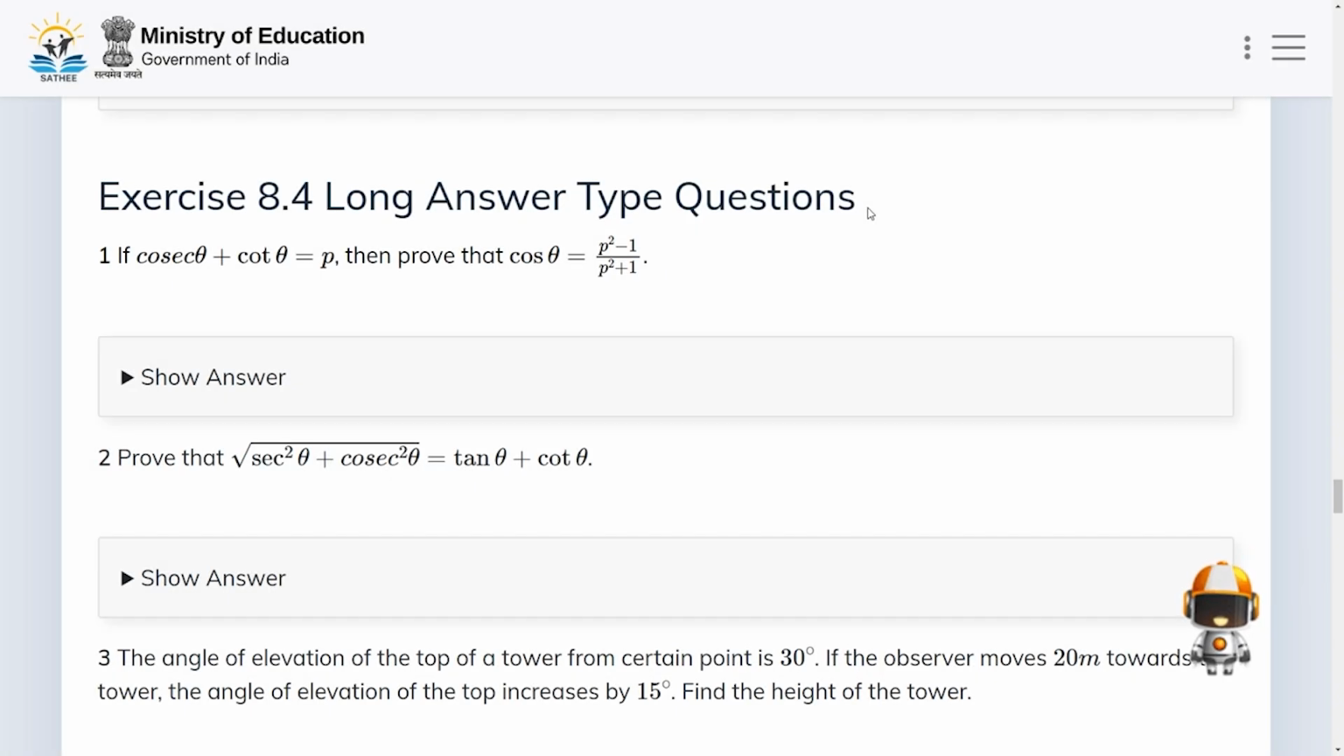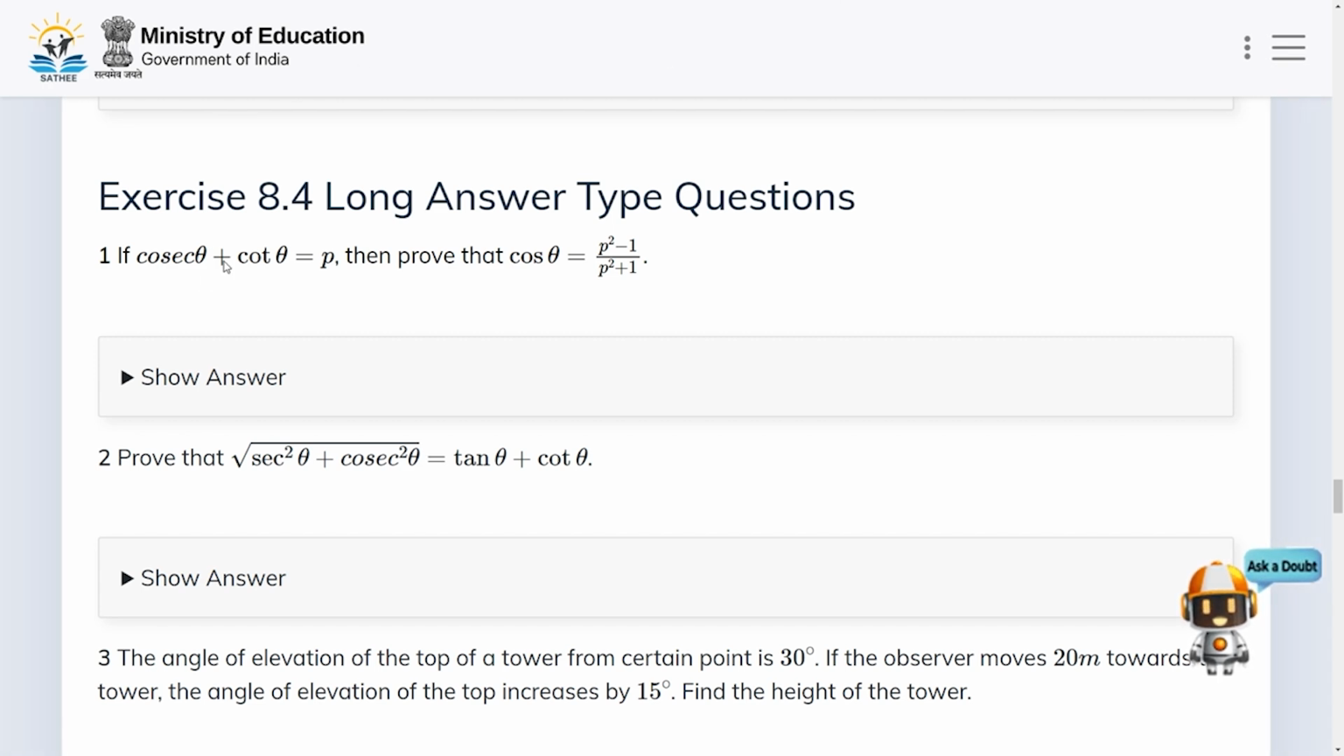Hello students, welcome to this lecture, Introduction to Trigonometry and its Applications. In this lecture, we will discuss NCERT Exemplar problems from Introduction to Trigonometry and its Applications. So let's get started.